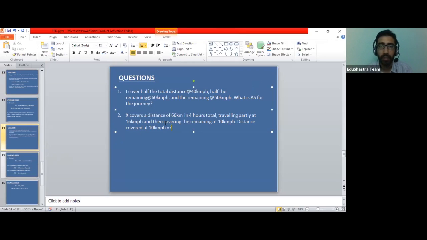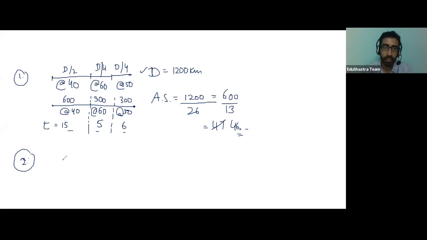Cool. Yeah. So now X covers a distance of 60 kilometers in 4 hours, traveling partly at 16 km per hour and then covering the remaining at 10 km per hour. This may look like an average speed question, and you could use average speed, but the simplest way of calculating this is that you are traveling at 10 km per hour, say for time t, and then at 16 km per hour for time 4 minus t.